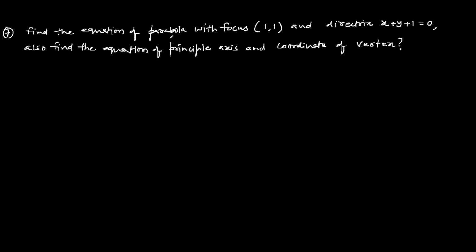Here we have to find out the equation of the parabola with focus (1, 1) and directrix x + y + 1 = 0. Also find the equation of the principal axis and the coordinates of the vertex. So the focus S is (1, 1). The equation of the directrix is given as x + y + 1 = 0, which is in the standard form ax + by + c = 0.